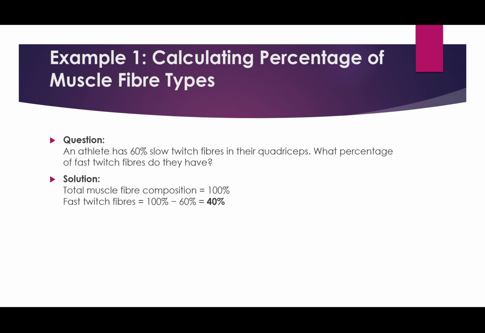So now looking at calculating percentages of muscle fibers. If an athlete has 60% slow twitch muscle fibers, what percentage of fast twitch do they have? We just do 100 minus 60 to get 40%.